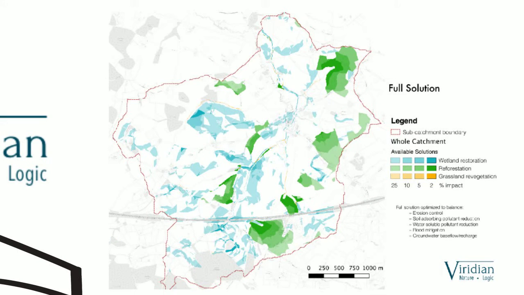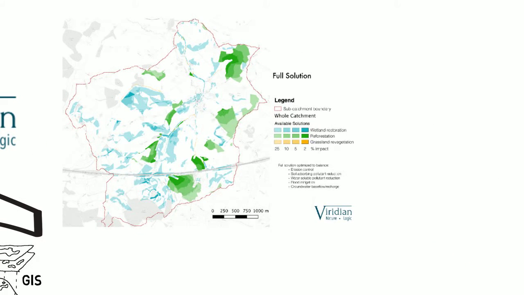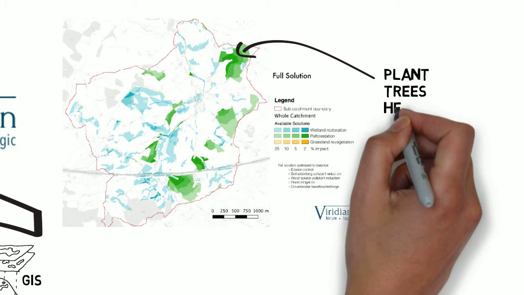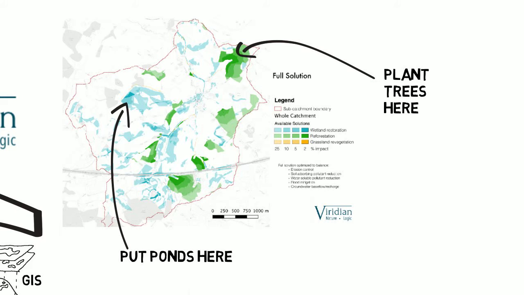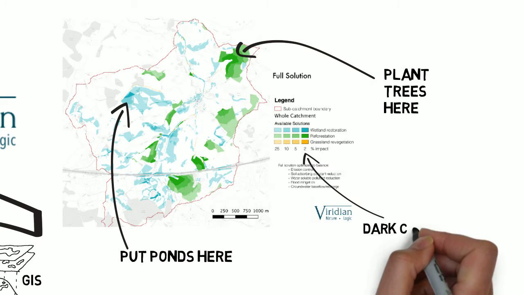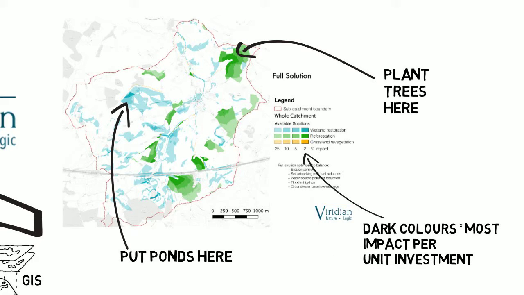This is where Viridian comes in. We combine the sophistication of hydraulic modelling with the robust simplicity of map analysis to show exactly which habitats to create and where to create them to most reduce flooding and maximise return on investment. And we can do this swiftly across entire landscapes. This is unique to Viridian.